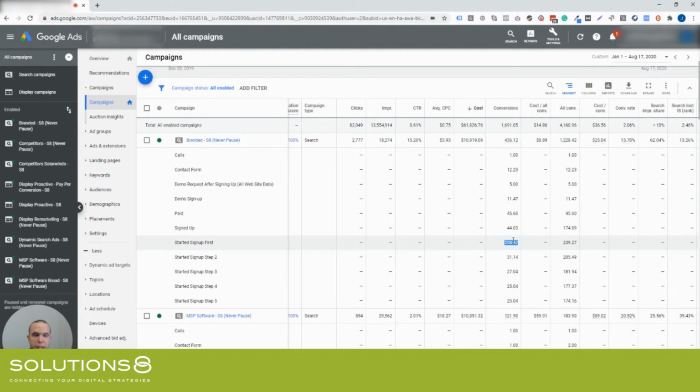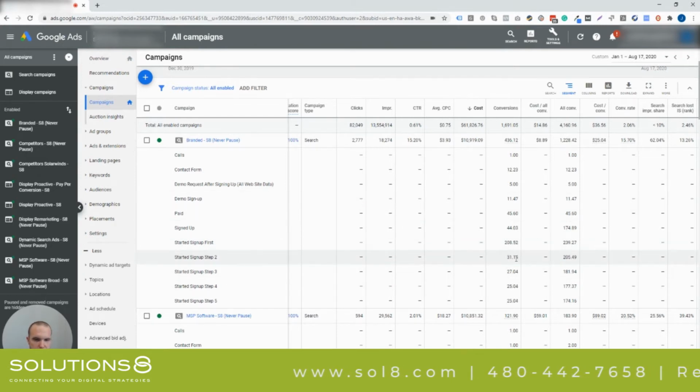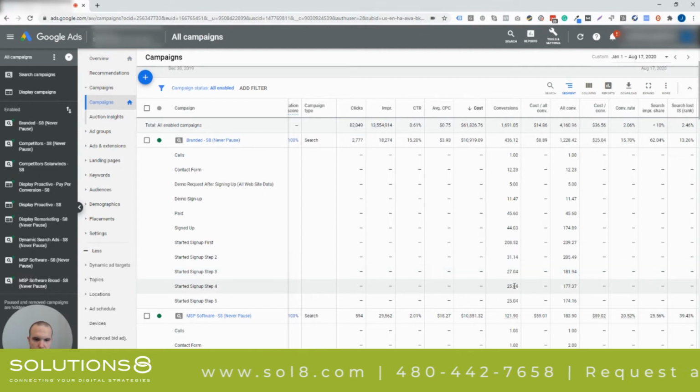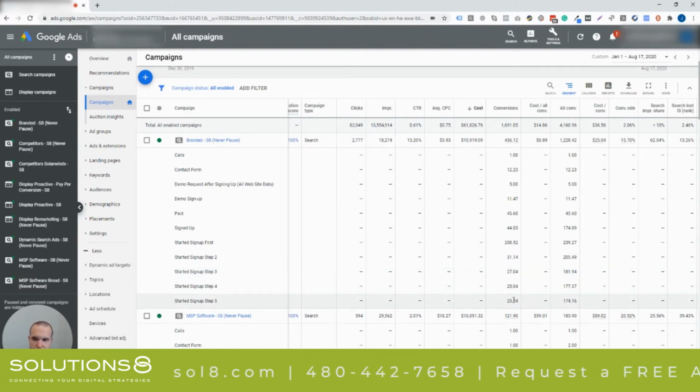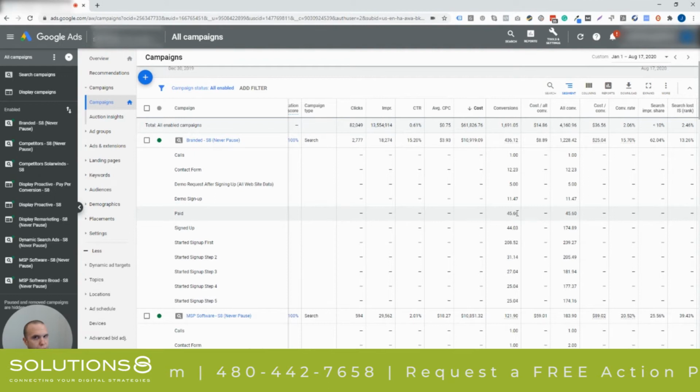We run competitive campaigns, display campaigns, a lot of different campaigns. So we want to find out where those people are actually starting, not necessarily who is signing up, but how we get them into the funnel, because we have other campaigns that take over to continue that process. In this one here, start a sign up is the first step. There's 208. In this campaign specifically, 31 went to step 2, 27 went to step 3, 25 went to step 4, 25 went to step 5, and then paid went to 45.6.